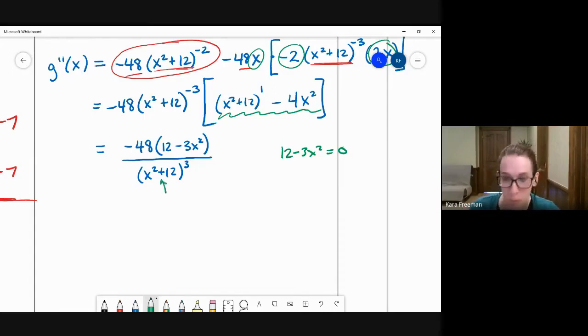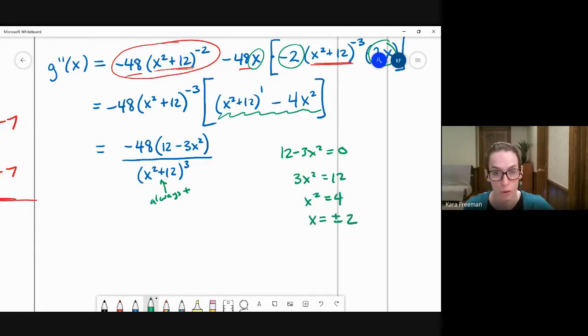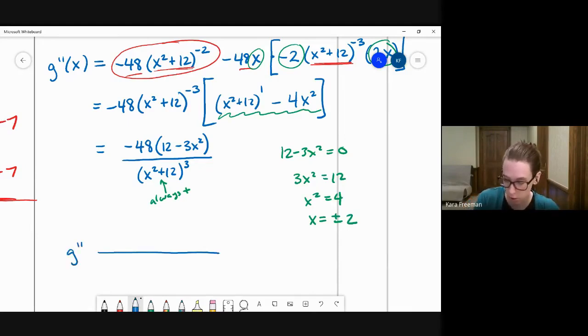No, you have a squared term plus a number. So that denominator is always positive. But if that denominator could ever equal 0, those numbers also need to go on your number line. So the only numbers that go on my number line on this problem are when the numerator is equal to 0, or when 3x squared equals 12, or when x equals plus or minus 2. So we'll make our number line for g double prime include plus or minus 2.